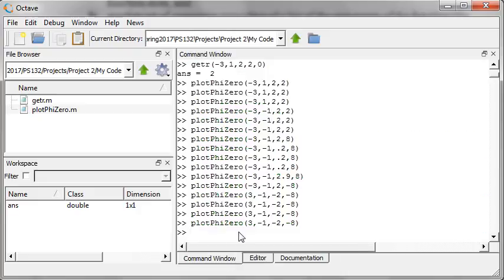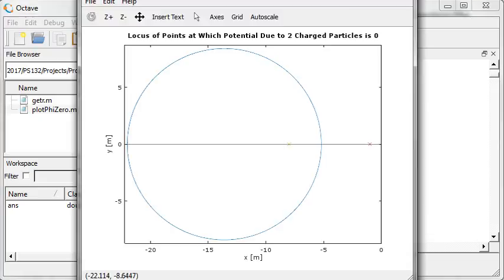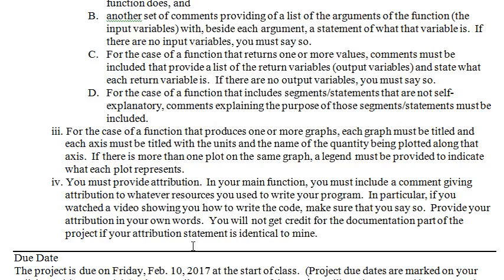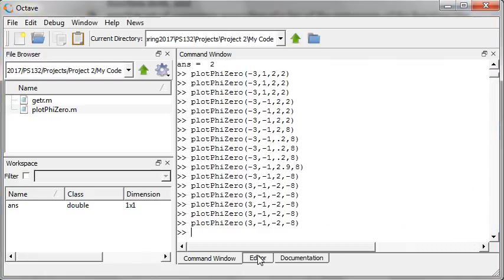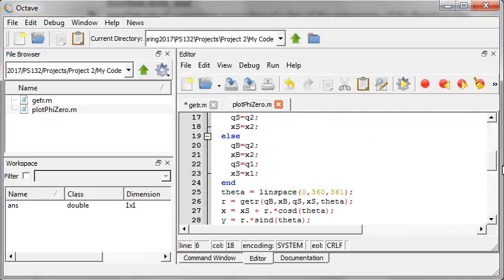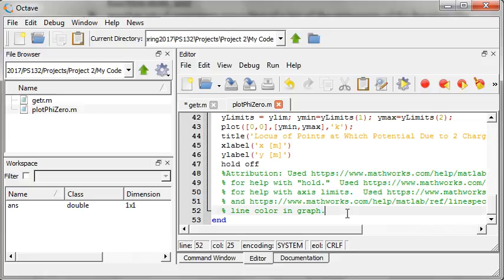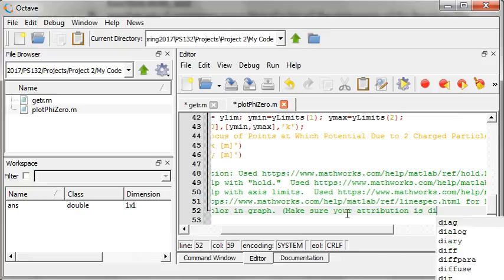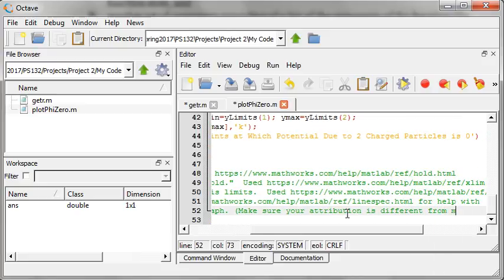And one more look at that graph. I think that's looking good. So you must provide attribution. Alright, your attribution has to be different than mine. Make sure your attribution is different from mine.